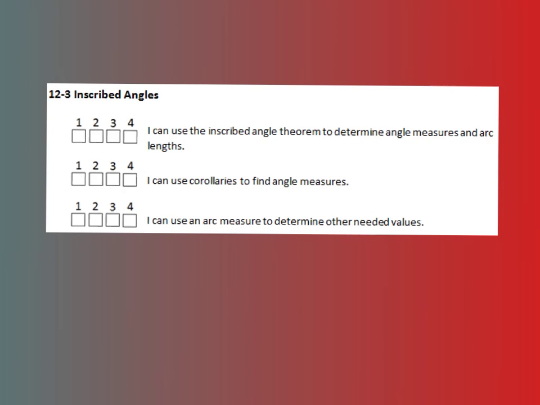In section 12.3, we're going to be looking at inscribed angles, which means an angle within a circle. So we're going to have to use some theorems to determine angle measures and arc lengths. We're also going to use some corollaries to those theorems to help us find angle measures. And then we're also going to use an arc measure in order to determine other needed values.